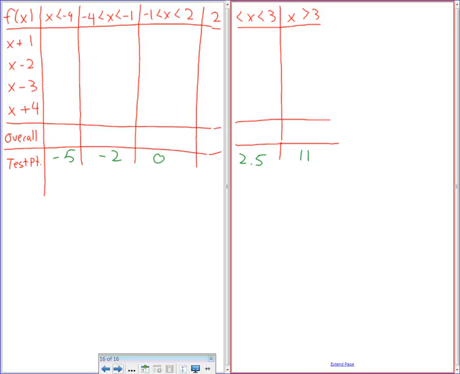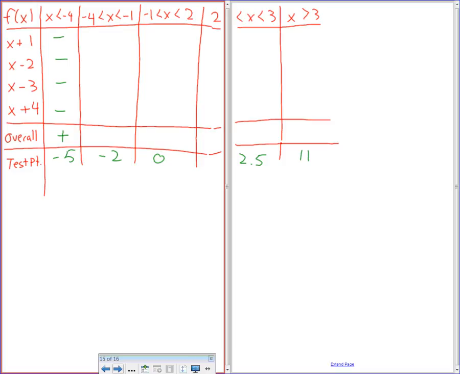Negative 5 plus 1 is a negative. Negative 5 minus 2 is a negative. Negative 5 minus 3 is a negative. And negative 5 plus 4 is a negative. Negative, negative, negative, negative, make it positive. So far so good? We've done these interval charts tons, I hope now.